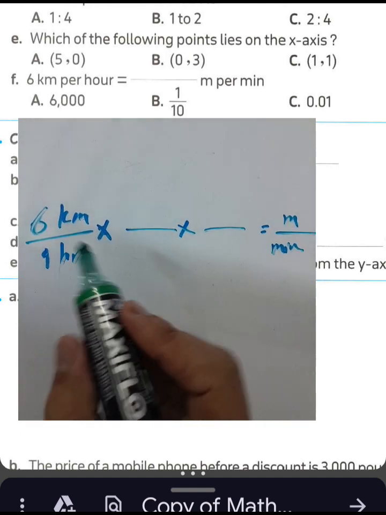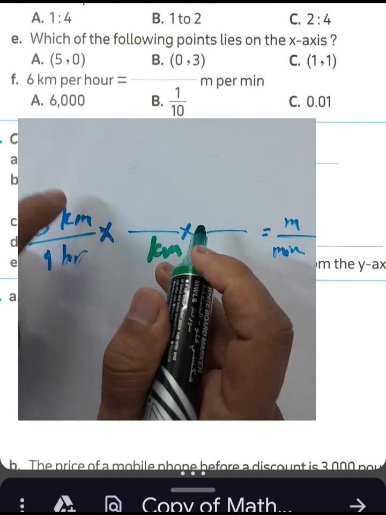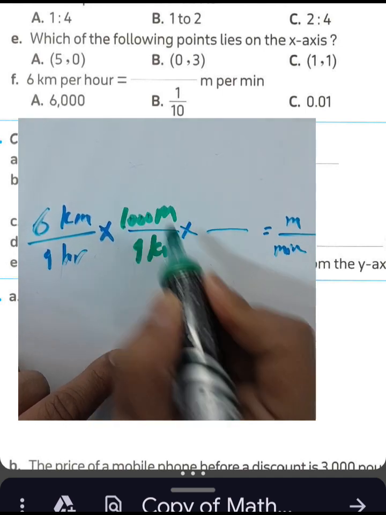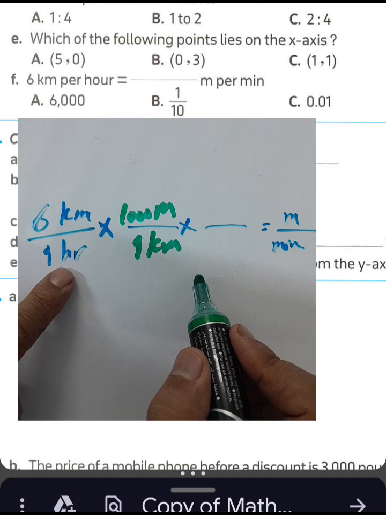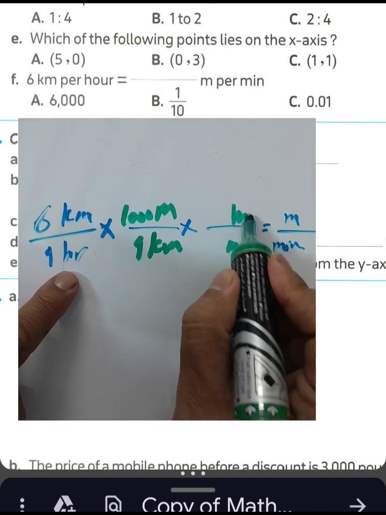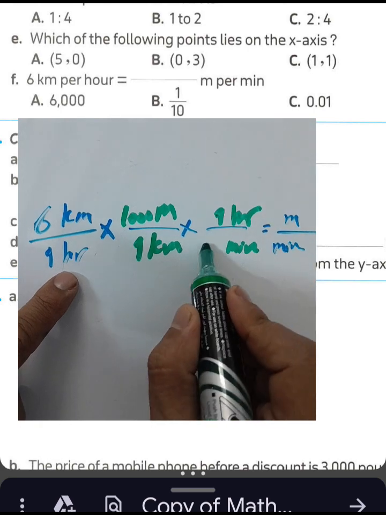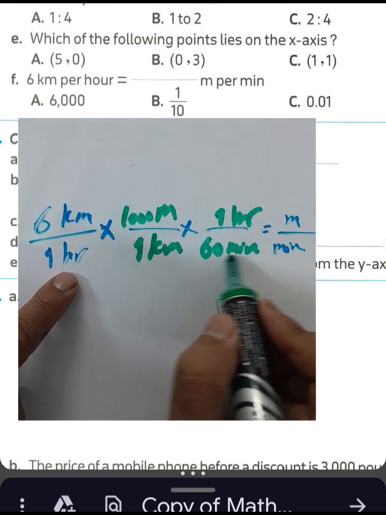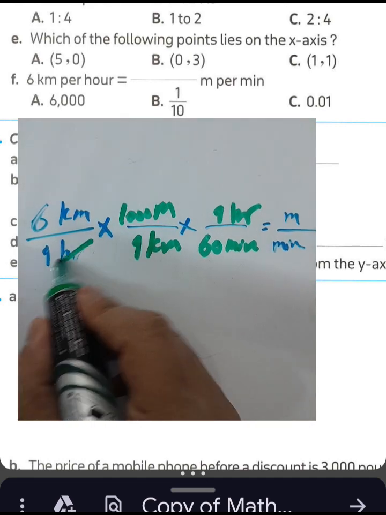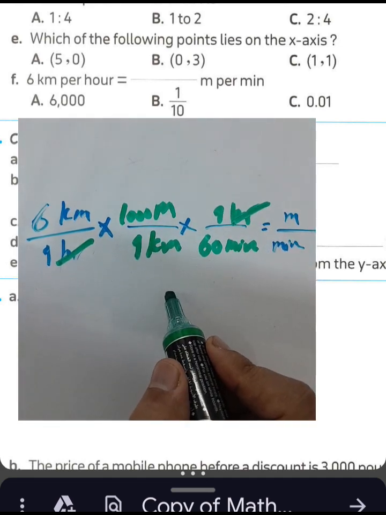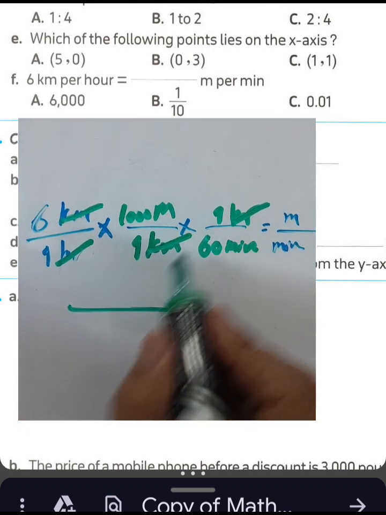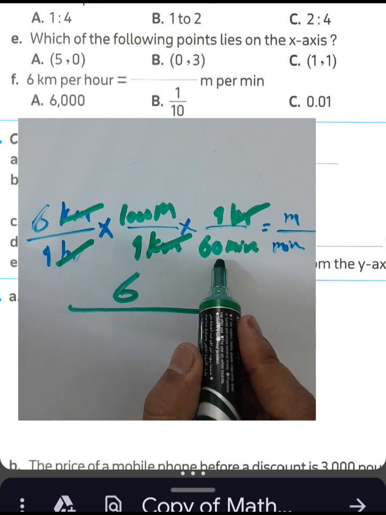You must cancel kilometer, write kilometer down to cancel this, and write meter up. And we know 1 kilometer equals 1000 meter. And then we cancel hour and write minute. Okay, and here write hour. We know 1 hour equals what? 60 minutes. And then you can cancel 1 hour by 1 hour and kilometer by kilometer. Then the remainder: 6 times 1 equals 6. 1 times 1 times 60 equals 60.